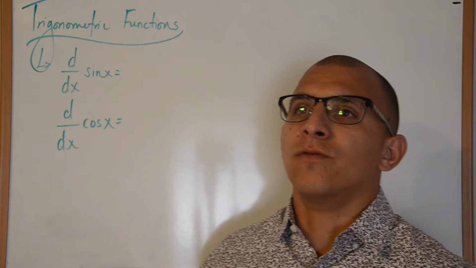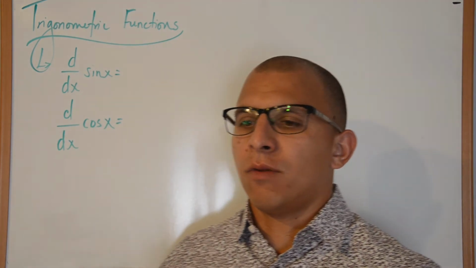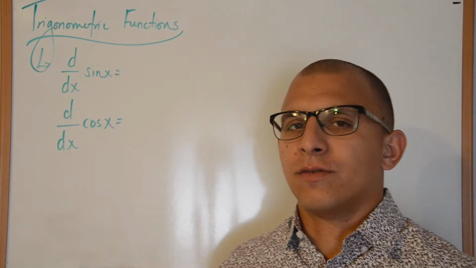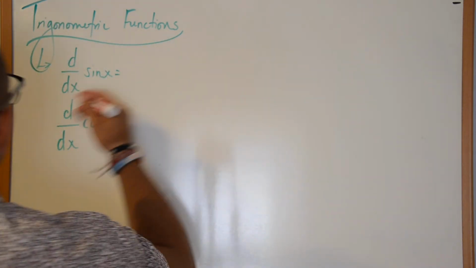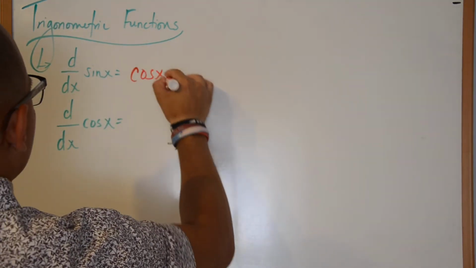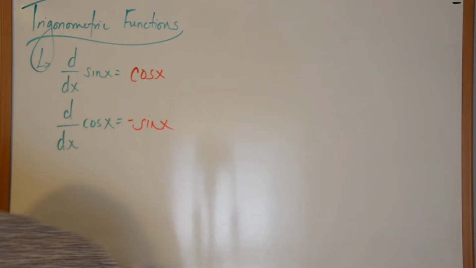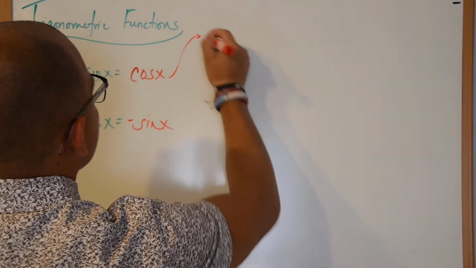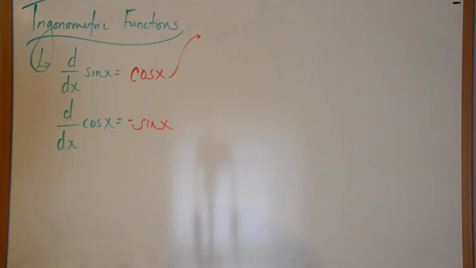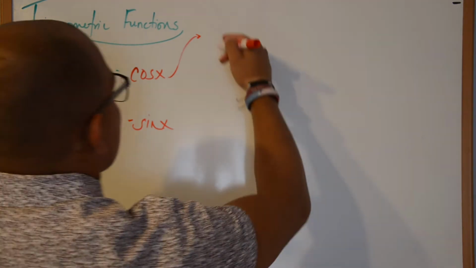If you want to verify that that's the case, remember you can always default back to the definition of the derivative. But the derivative of sine of x is cosine of x, and the derivative of cosine of x is negative sine of x. We will, though, verify this just for fun.